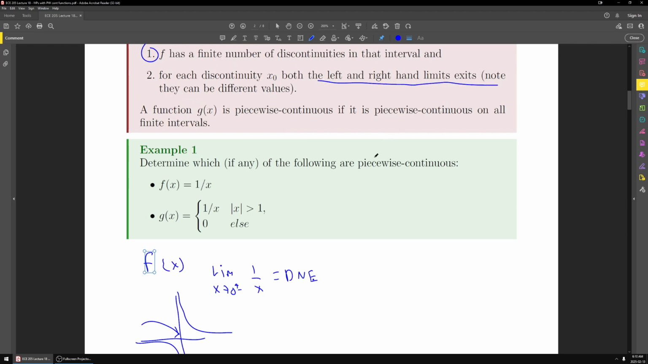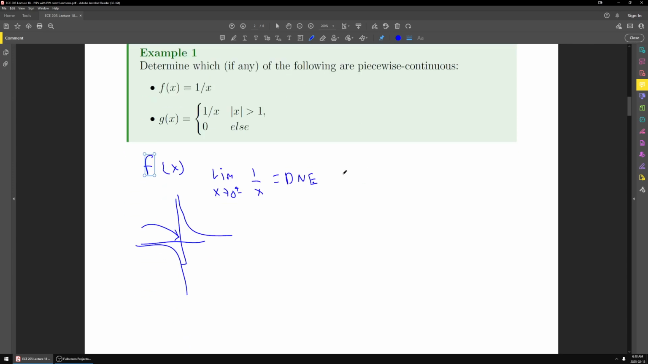So we have to have these limits exist. Infinity isn't existing. Now, for our other function, what we're doing here is at 1 and -1, it changes branch.